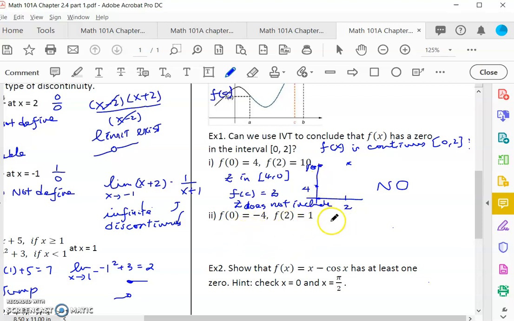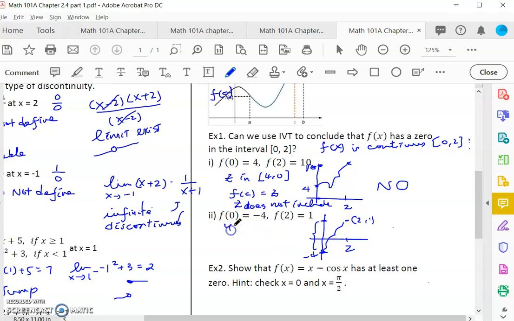Now this is the second case. f of 0 is negative 4, but your f of 2 now is 1. So this is 2, 1 here. And you look at this. These are all your choices of z that you can get, so that f of c around here would map to it. Can you avoid going through 0? You cannot. They have to go through it at least once. You can actually jump back and forth multiple times, but there must be one.